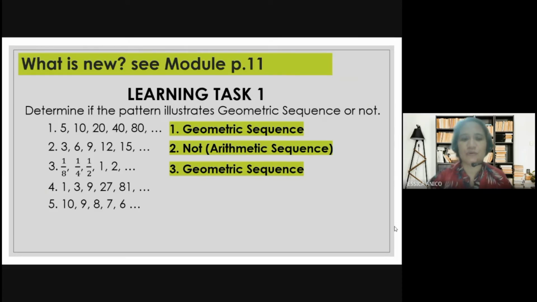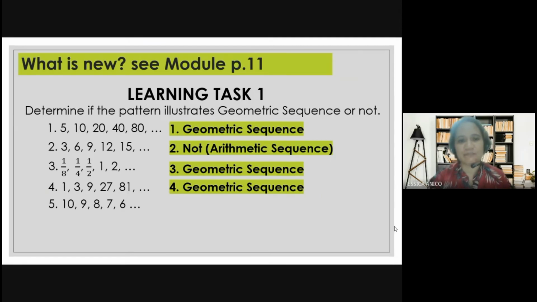For 4, we have 1, 3, 9, 27, and 81. This is also a geometric sequence. From the first term, which is 1, it is being multiplied by 3. So 1 times 3 equals 3. Then 3 times 3 is 9. 9 times 3 is 27. And 27 times 3 is 81.